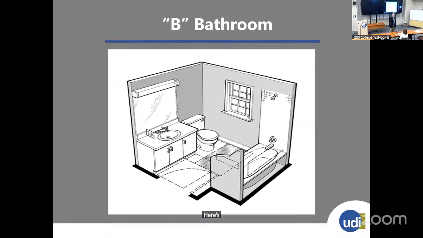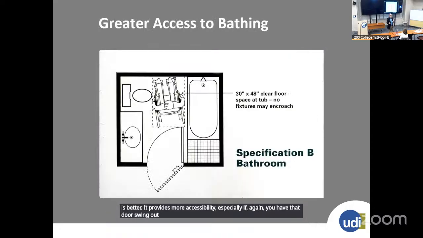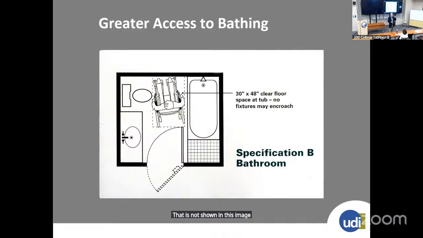Here's our preferred option, which is the B bathroom. And in every case, they separate the bathing fixture from the other 2 fixtures in the bathroom, which is better. It provides more accessibility, especially if, again, you have that door swing out. Let's see what we got here. That's better.